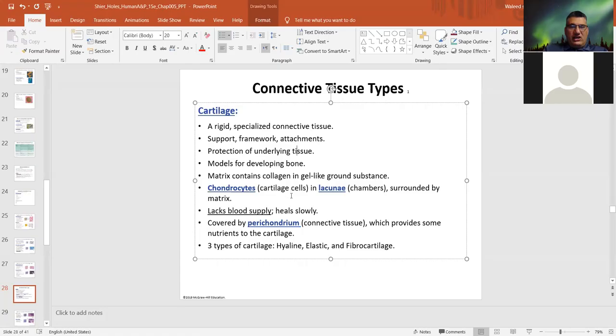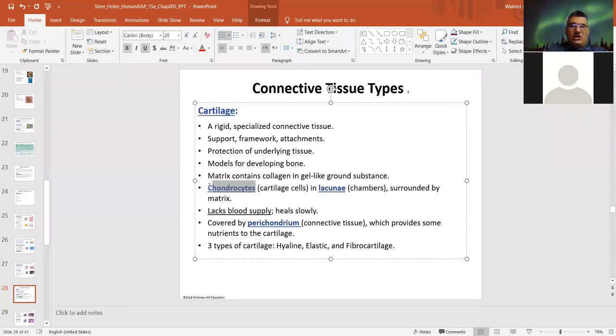And the matrix here is gel-like, like cartilage. If you look at this bone right here, this is your humerus bone, the bone of the arm, and this is the bone of the forearm. At the point where they make a joint between each other, there is a cartilage on the surface to prevent friction. So cartilage is for protection and to prevent friction, depending on the location.